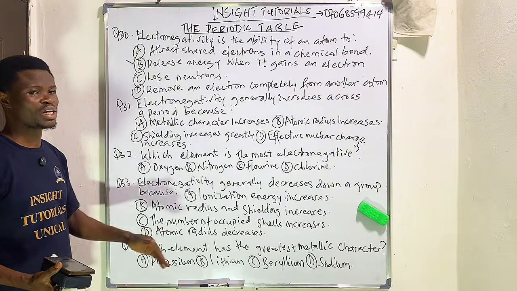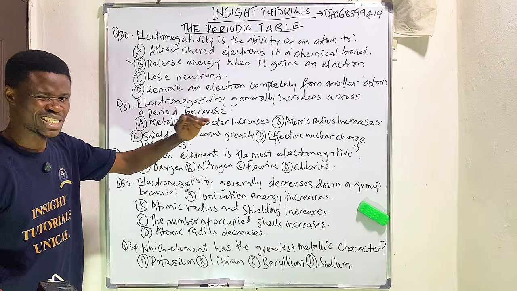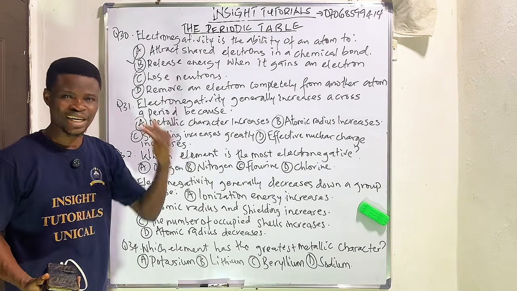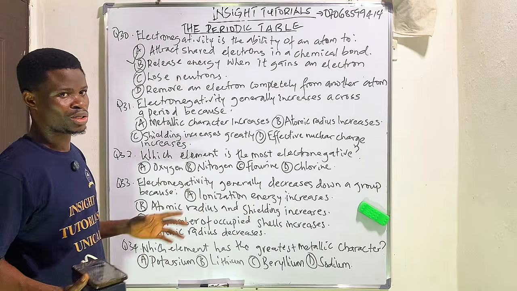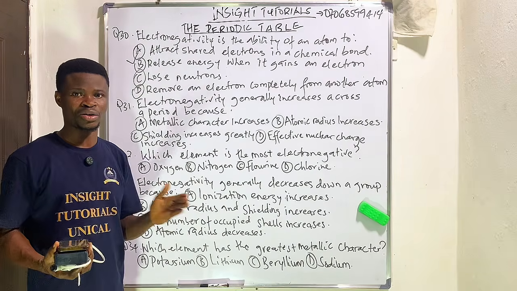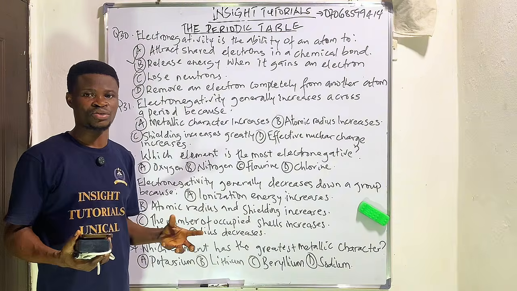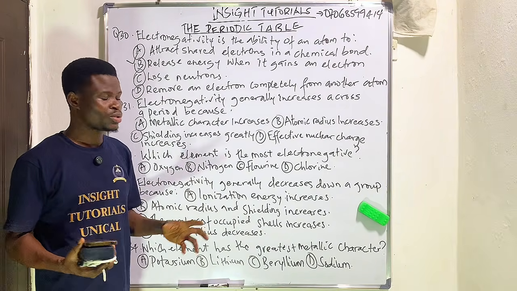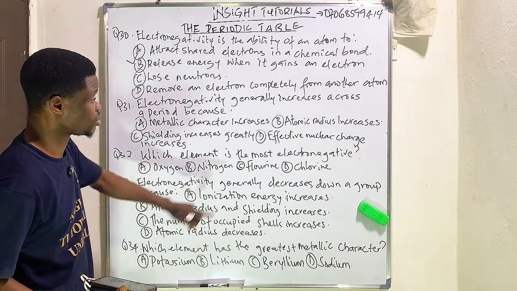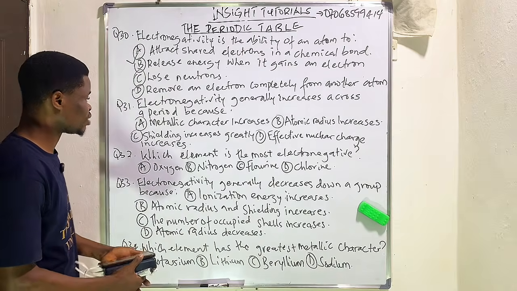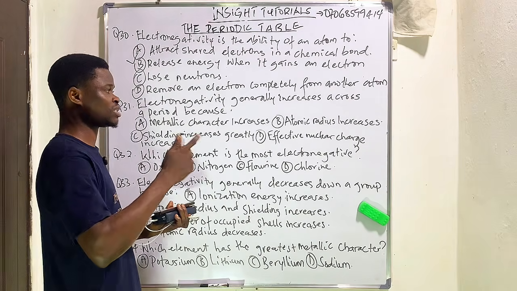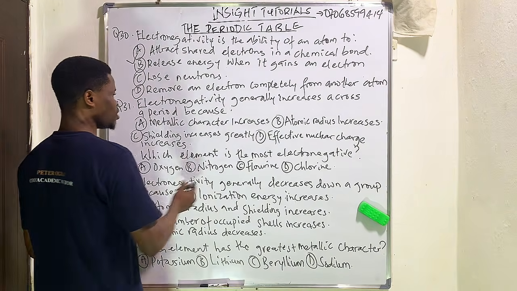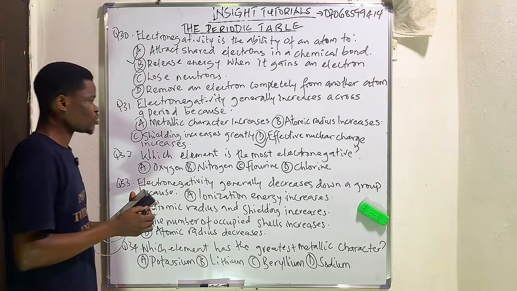Shielding increases greatly? As long as it's across the same period, there is no addition of a new shell. The shielding will not change, not increase or decrease. It just remains constant because it's just addition of electrons. You're not adding a new shell. So shielding does not change. So the correct option is effective nuclear charge increases. Of course, there's addition of protons. So the effective nuclear charge across the period increases generally. So option D is correct.